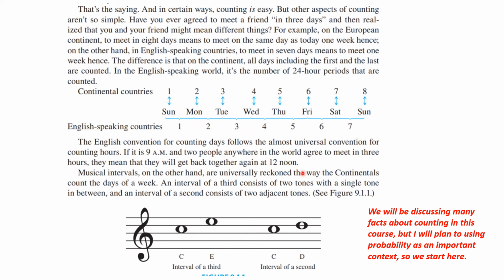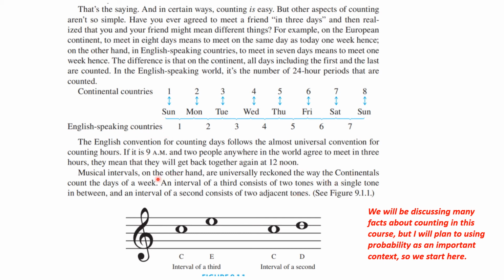Now, the English convention for counting days follows from the almost universal convention for counting hours. If it is 9 a.m. and 2 people anywhere in the world agree to meet in 3 hours, that means we'll get together again at what at least in one time frame would be 12 noon. The difference would be 3.